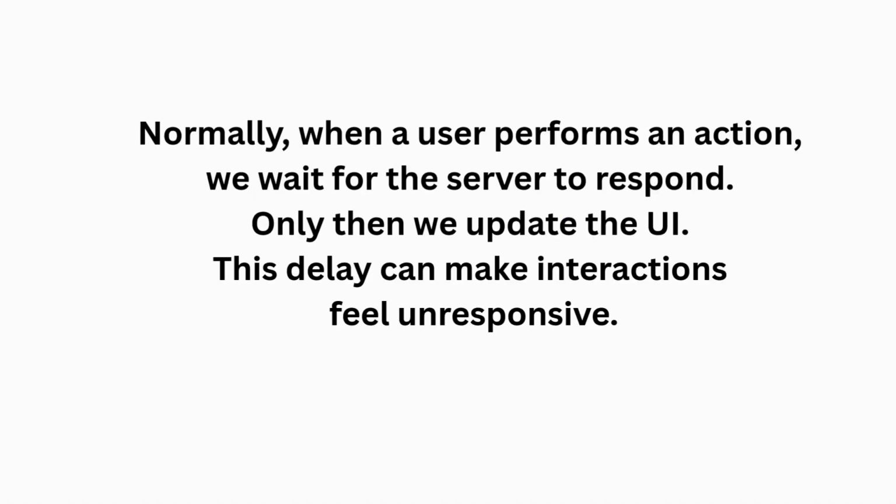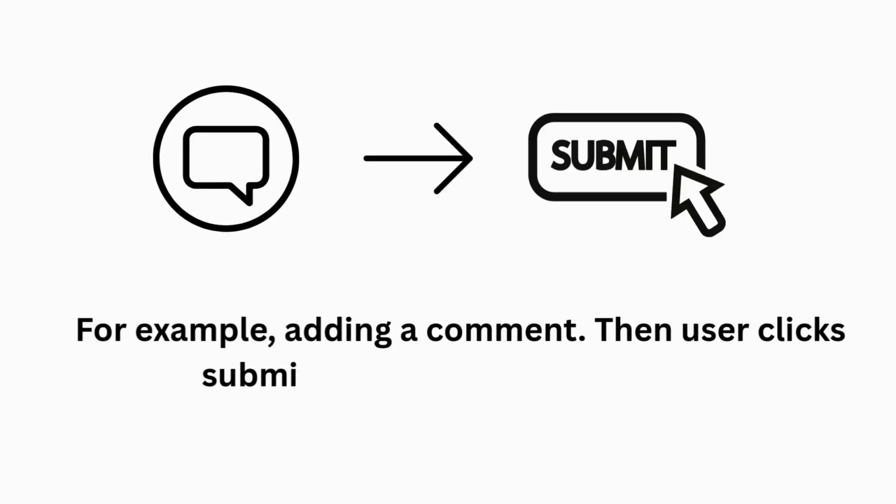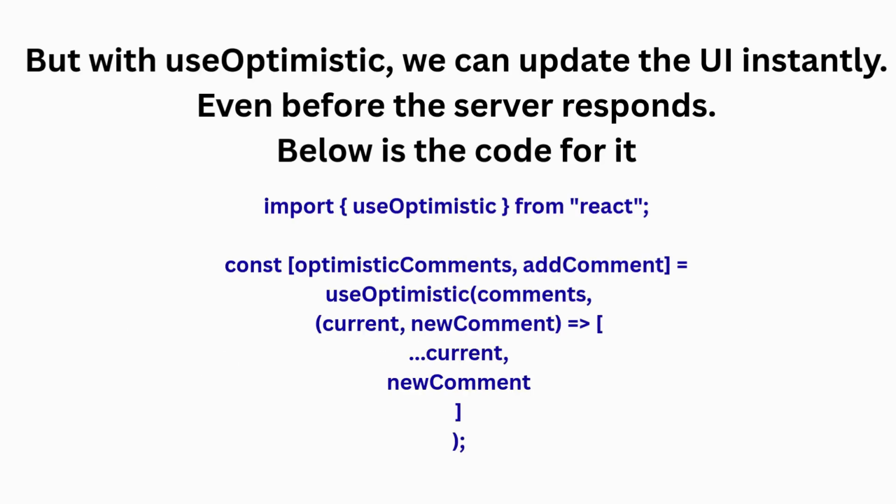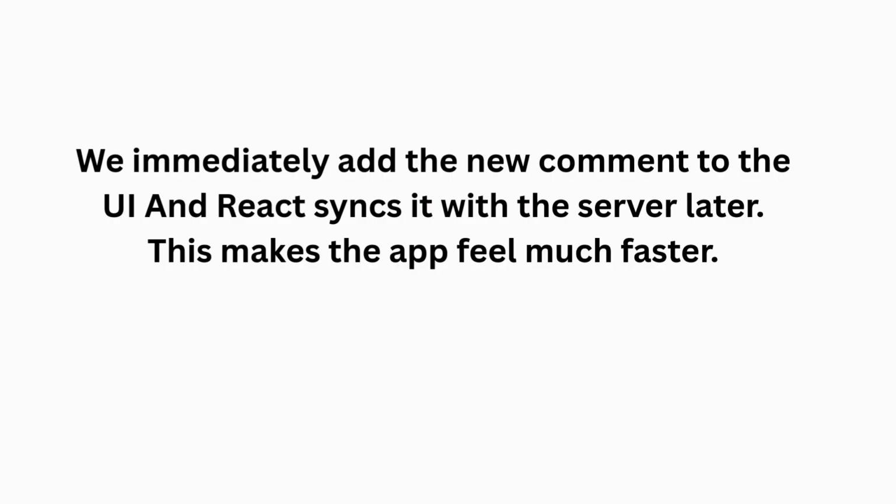Normally, when a user performs an action, we wait for the server to respond. Only then we update the UI. This delay can make interactions feel unresponsive. For example, adding a comment, then user clicks submit and waits for it to appear. But with useOptimistic, we can update the UI instantly, even before the server responds. Below is the code for it. We immediately add the new comment to the UI and React syncs it with the server later. This makes the app feel much faster.